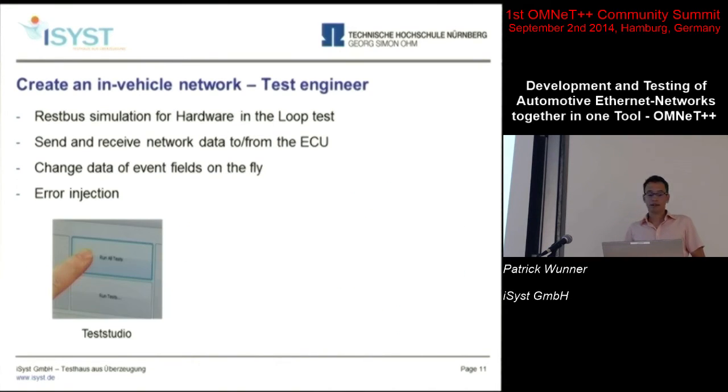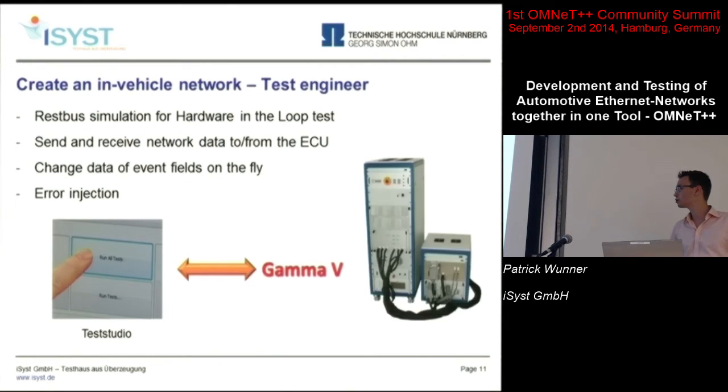And the test engineer also has to do a rest-bus simulation. He has to send and receive the data, and change the data on the fly. Additionally, he has to do error injection and automatic test build-up. So with a test studio that can be connected to the Gamma 5 middleware, the hardware-in-the-loop test can be started and done.